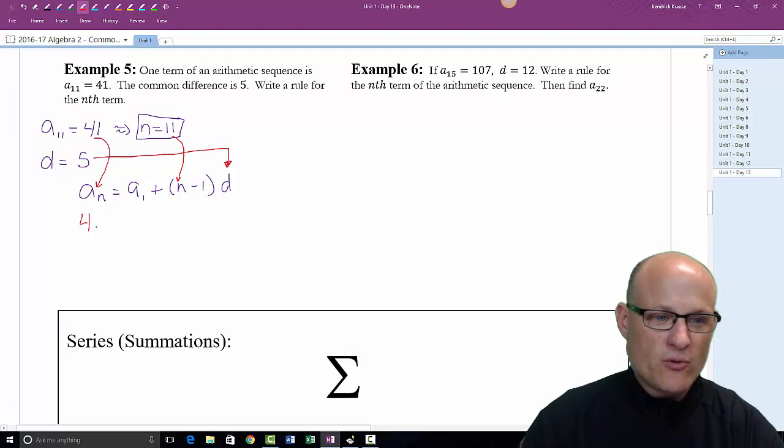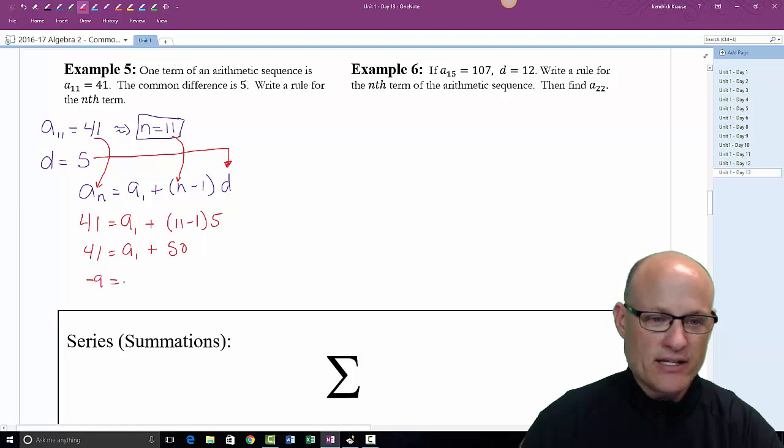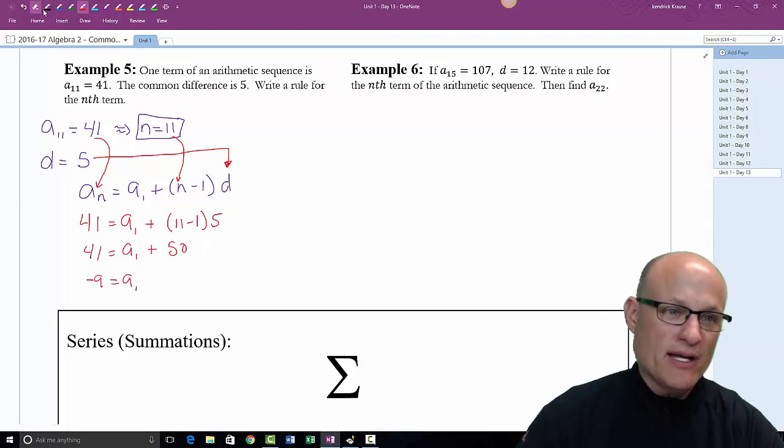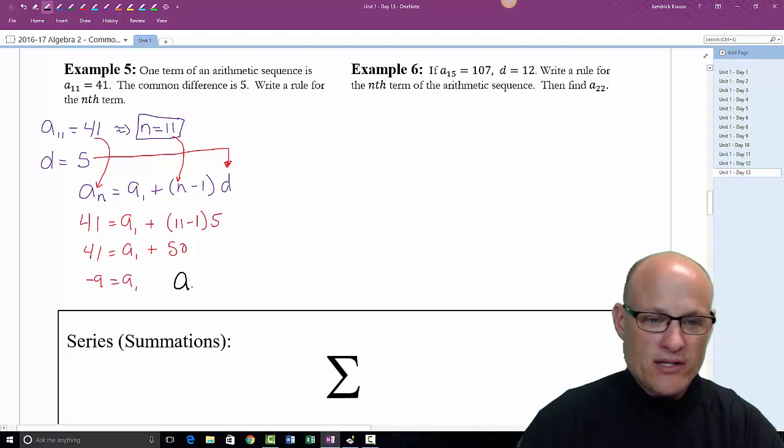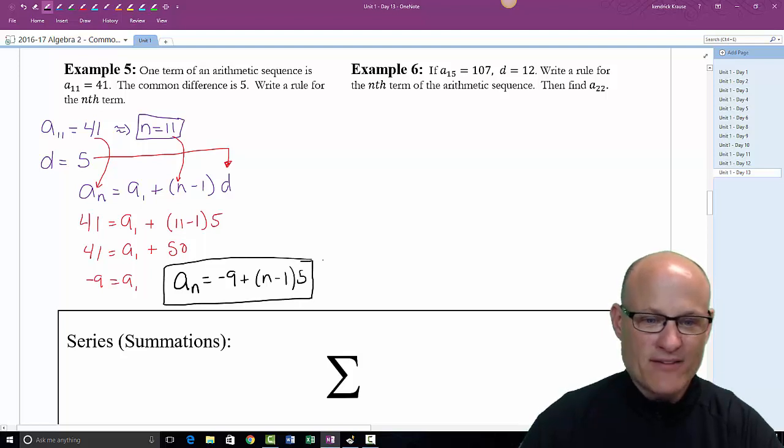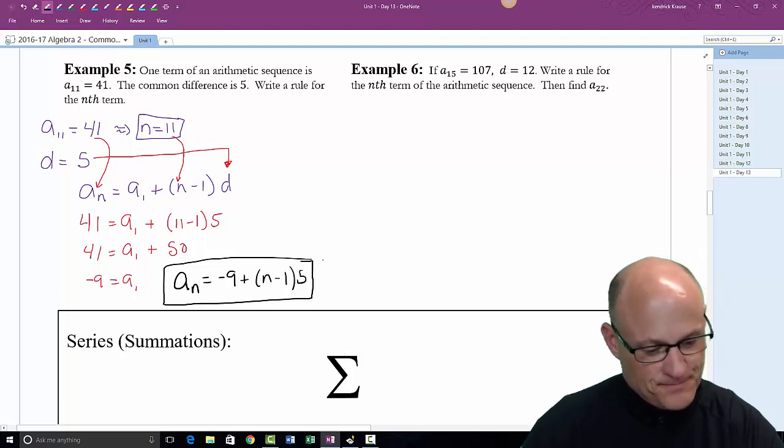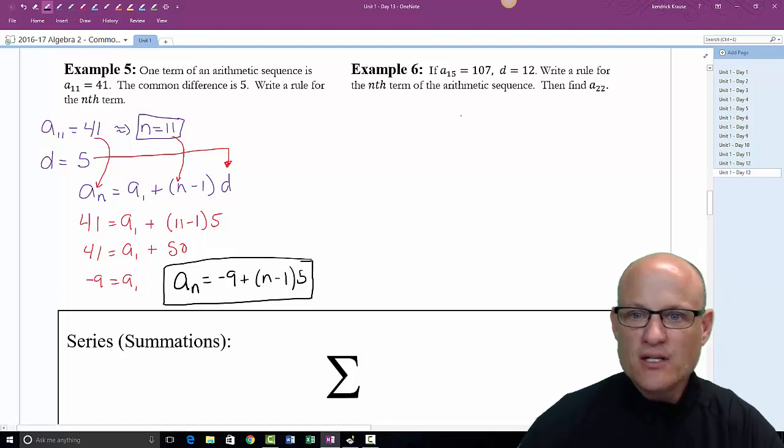So I'm going to plug those pieces in. 41 is equal to a sub 1 plus 11 minus 1 times 5. So 41 is equal to a sub 1 plus 50. Subtract 50, I get negative 9 equals a sub 1. Now I can write my answer. My answer is a sub n is equal to negative 9 plus n minus 1 times 5. And you could clean that up. If you clean it up, you get 5n minus 14. But that's good enough.